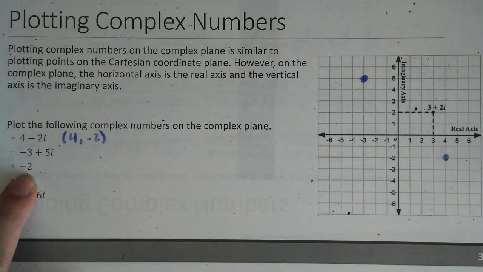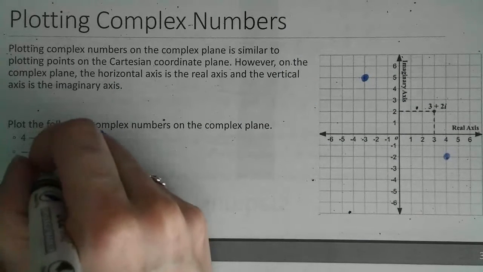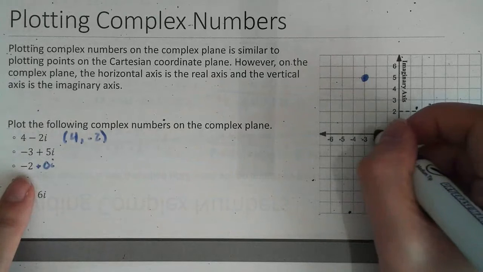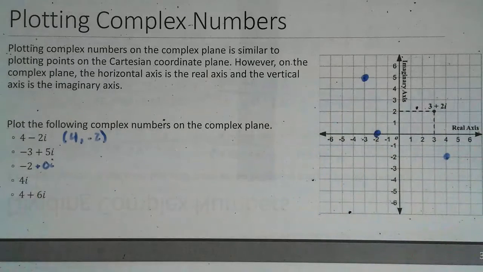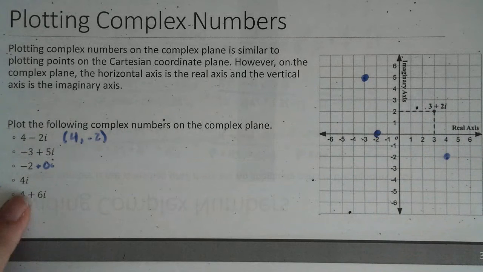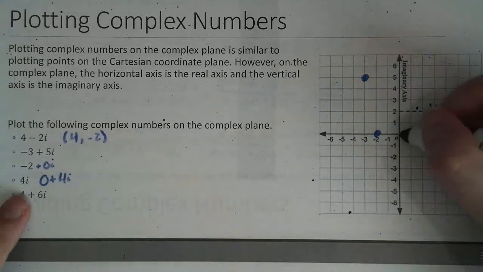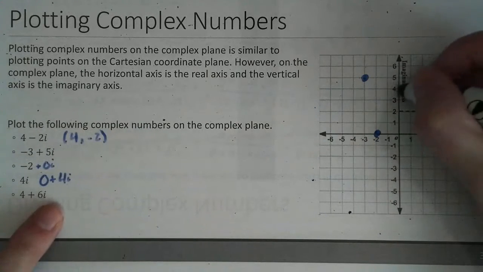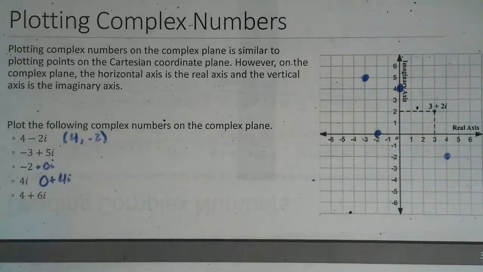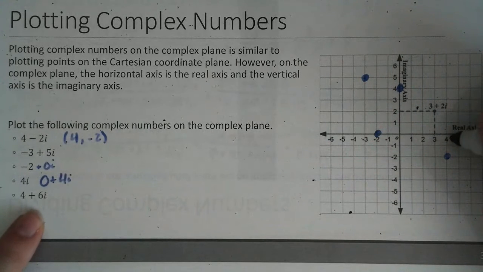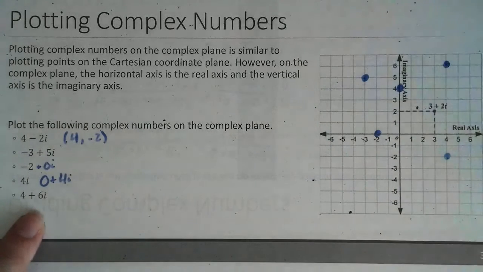Next up, we have negative 2. I'm going to write it as negative 2 plus 0i. That way I can see what my imaginary value is going to be. So I'm at negative 2 on the real axis, 0 on the imaginary axis. So that actually puts me on the real axis itself. Next up, I have 4i, which I can think of as 0 plus 4i. So I'll be at 0 on my real axis, but 4 on my imaginary axis. Finally, I have 4 plus 6i, so I'll go to 4 on the real axis and 6 on the imaginary axis.